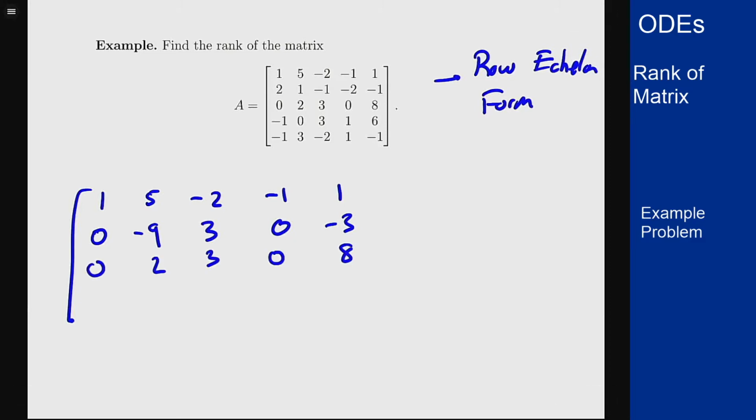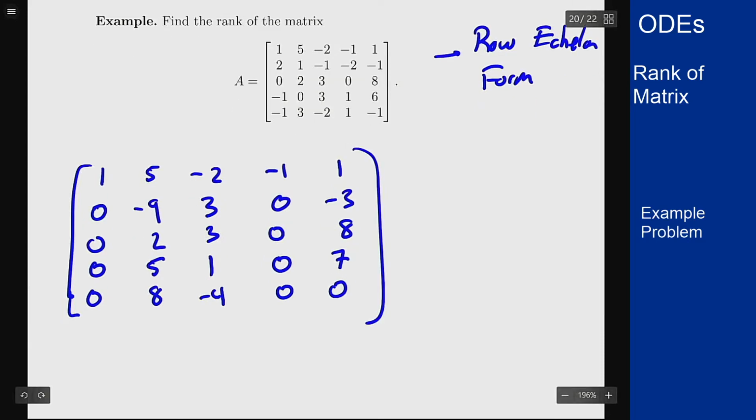For the fourth row, I want to add 1 copy of row 1 to row 4. So 0, 0 plus 5 is 5. 3 plus negative 2 is 1. 1 plus negative 1 is 0. 6 plus 1 is 7. And the same thing for the last row, adding 1 copy of row 1 to it.